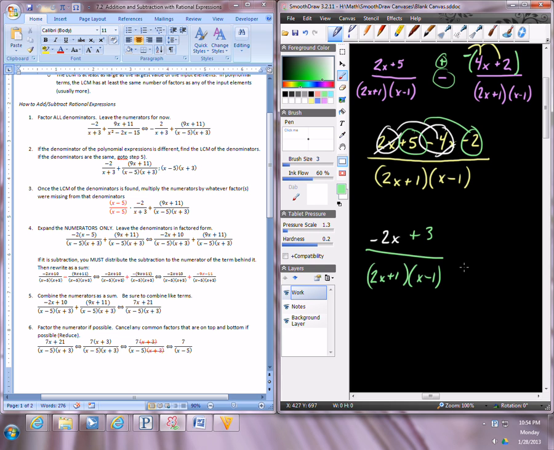But it's not impossible, and it works just like fractions. To find the least common multiple in fractions, it's easiest to take the prime factorization and just pick them out. So that's adding and subtracting rational expressions.